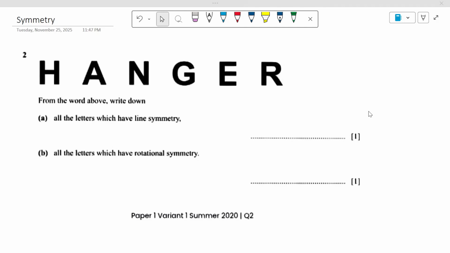symmetry. Now, the line of symmetry means that when you cut a letter into exact equal parts, and the two parts can superimpose on each other, we call it a line of symmetry. Okay, now over here, the line of symmetry can be vertical also, it can be horizontal also. This is vertical line and this is horizontal line.